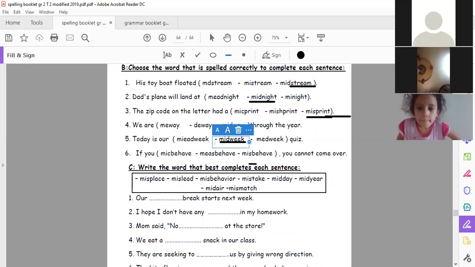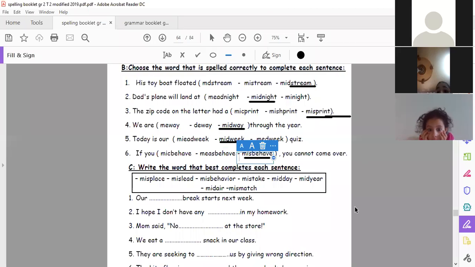Number six, Nagam. If you misbehave, you will have shame. Okay, which one is right? The third one. Okay, the third one. Misbehave. What does misbehave mean, Nagam? To act in a good way or in a bad way? In a bad way. Thank you.